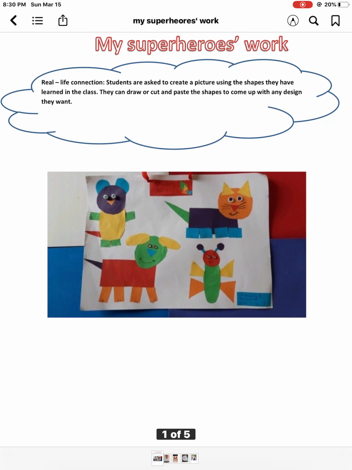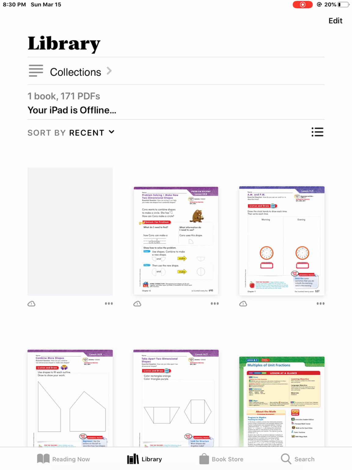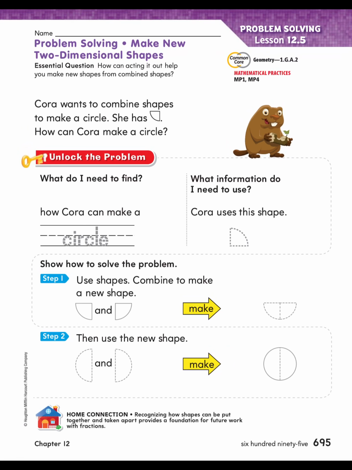Thank you all for sharing these beautiful, amazing pictures. Now, let's return to our lesson. Our lesson for today is make new two-dimensional shapes. Now, Cora wants to combine shapes to make a circle. She has a quarter circle. How can Cora make a circle?